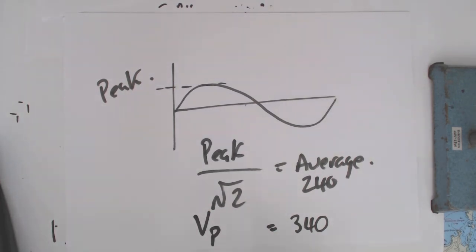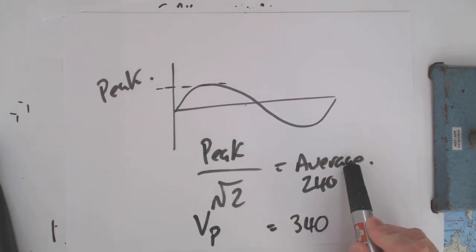So if you're given a peak value, you divide by the square root of 2 to get the RMS value. And if you're given the RMS value, or the average, you multiply by the square root of 2 to get the peak. Makes sense, doesn't it? So that's the basic first thing you need to be able to do with this AC.